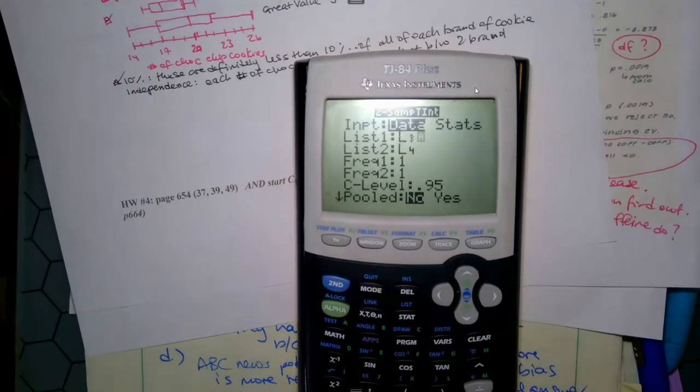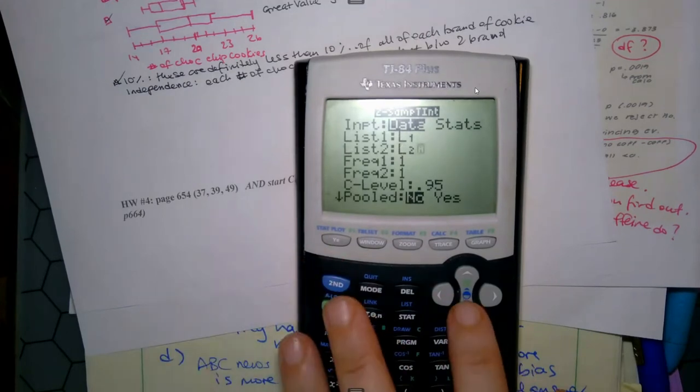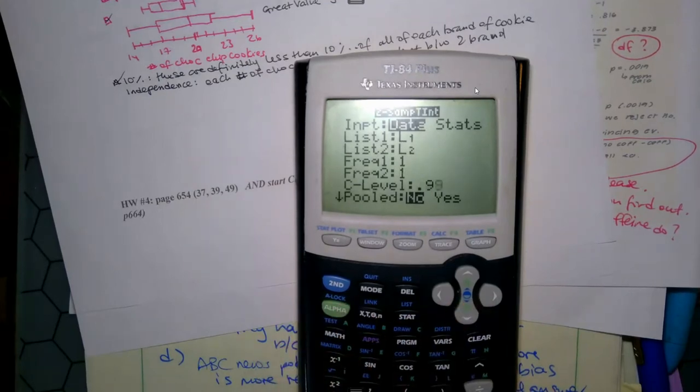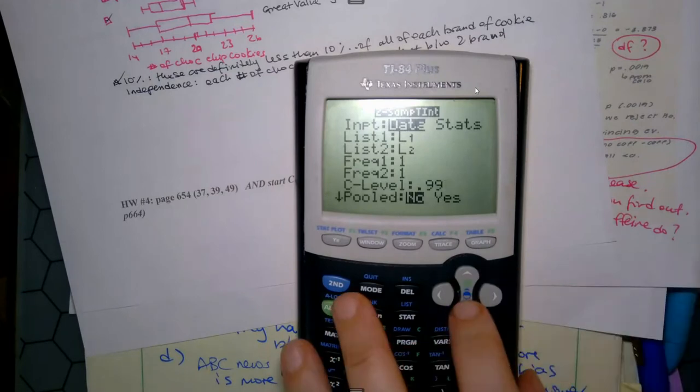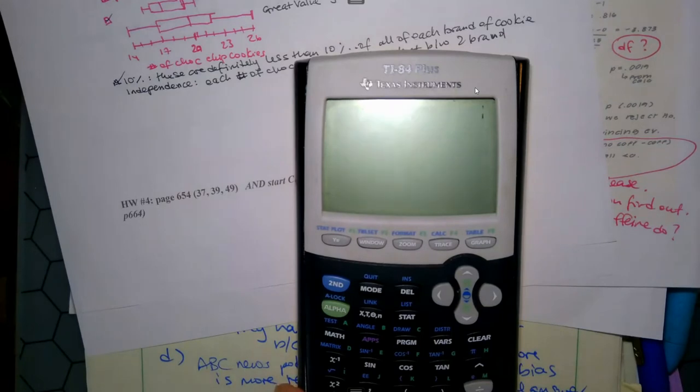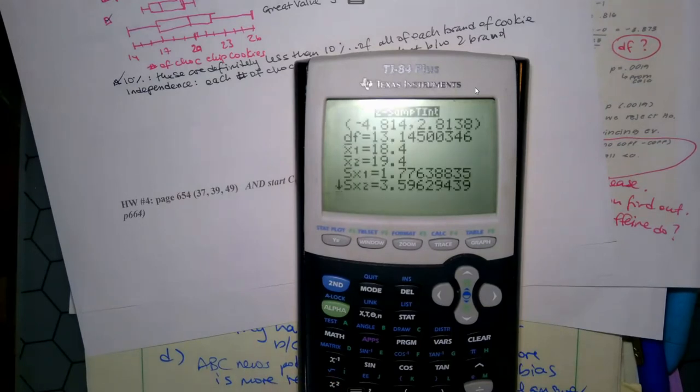So list 1 contains my Chips Ahoy data. List 2 contains the Great Value data. One of everything, please. And are we doing a 99% confidence interval here? Okay. Never say yes to pooling for means, and it won't ever ask you for proportions when you need it. So calculate. Pooling for means is making an assumption that they have the same standard deviation, which they absolutely do not if you look at those two graphs.